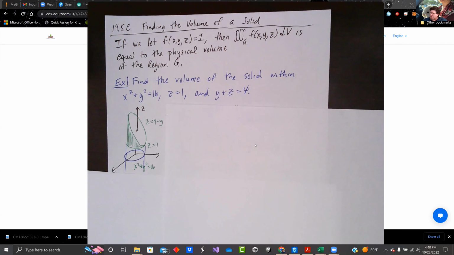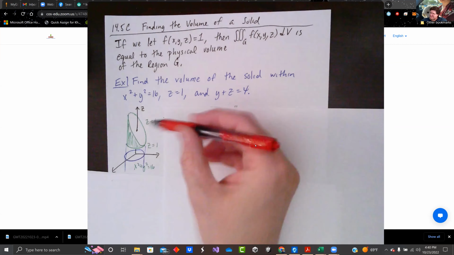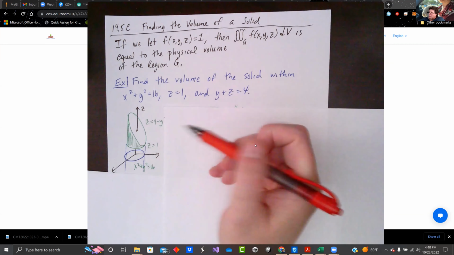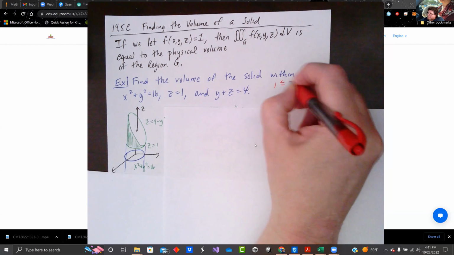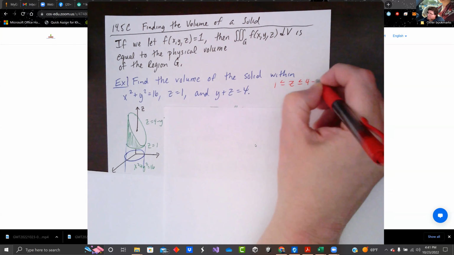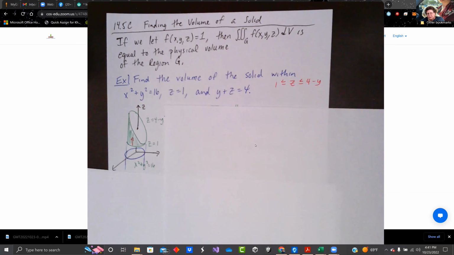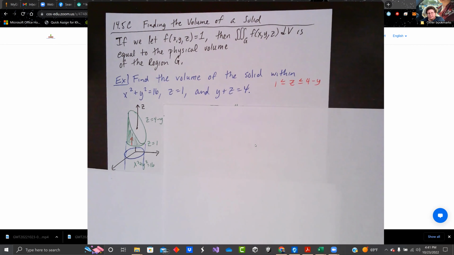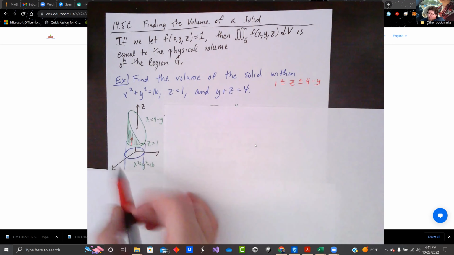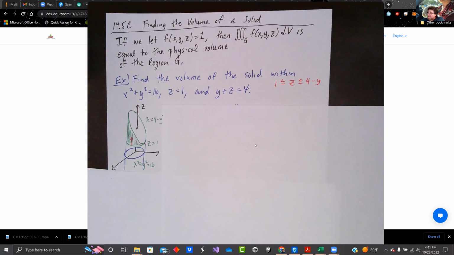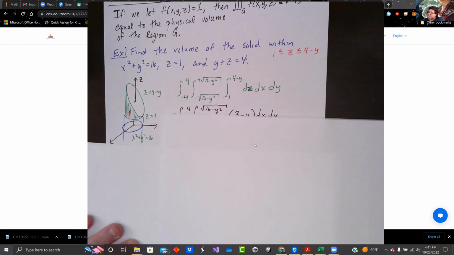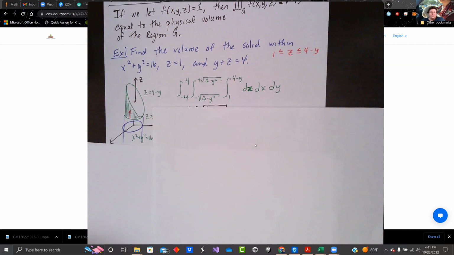So how do we do our integral? Clearly, z is going from 1 to 4 minus y. And now we got to choose to do either x or y. Because now we've gotten rid of the z component, we're just working in x and y. I ended up going with x first. So x is the square root of 16 minus y squared.